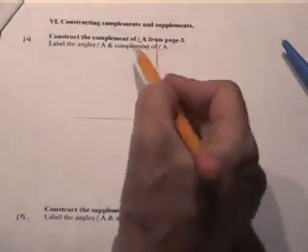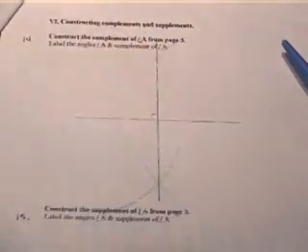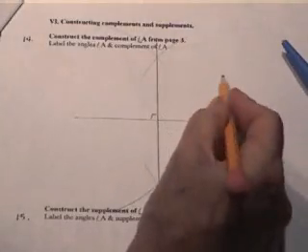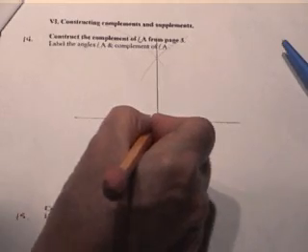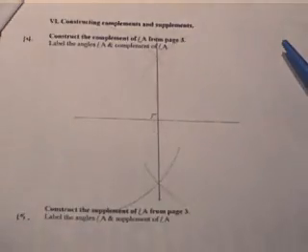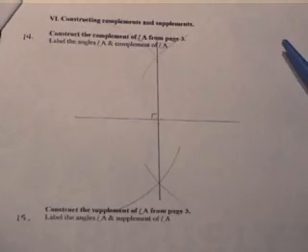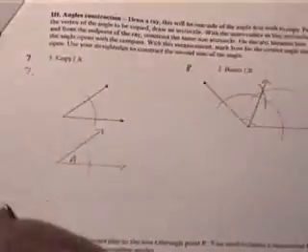Okay, so now we're looking for the complement of A. We want to construct the complement of A. So let's first construct angle A. And right here, using this as the vertex, we're going to construct angle A. So now we have to go back to page 3 and find angle A. Or actually, I think in yours, I may have drawn angle A on there. I believe I did that.